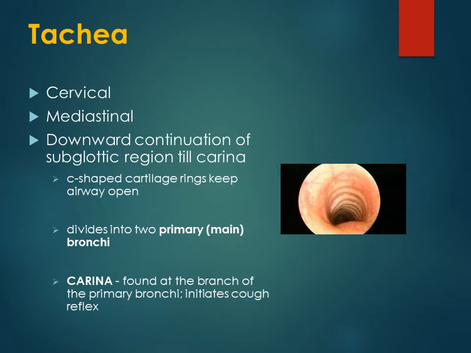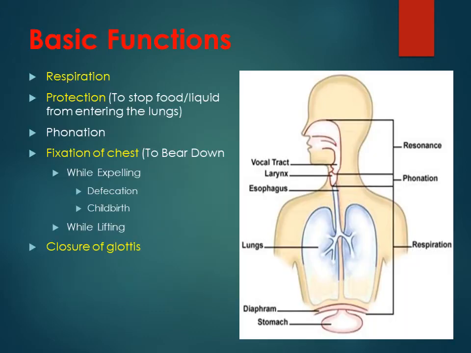The trachea is formed of a cervical part and the mediastinal part. It's a downward continuation of the subglottic region. It's made of C-shaped rings that keep the airway always open. Some people call it a windpipe. It's divided into two main bronchi at the carina. Functions are pretty obvious.